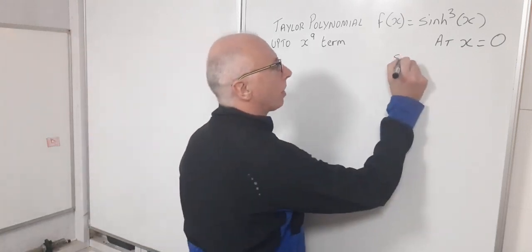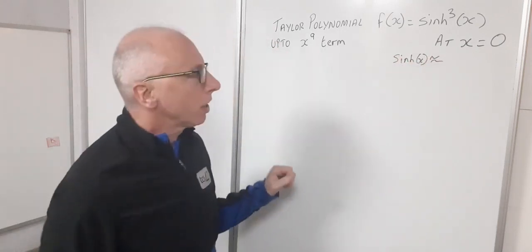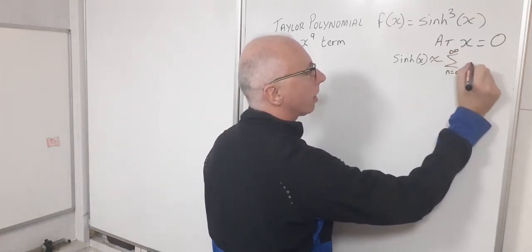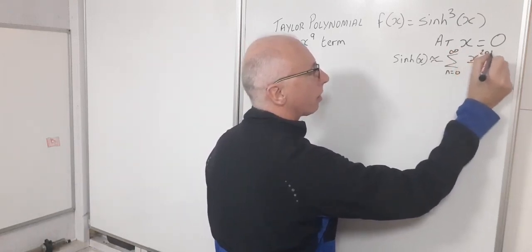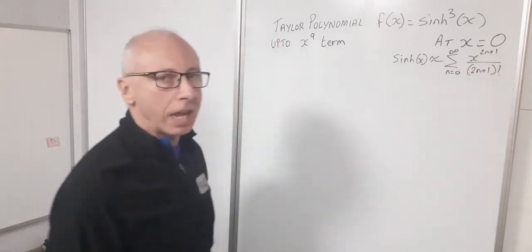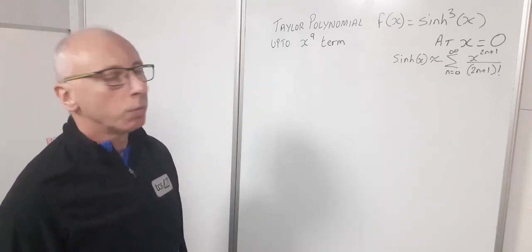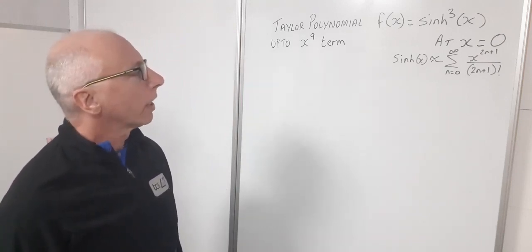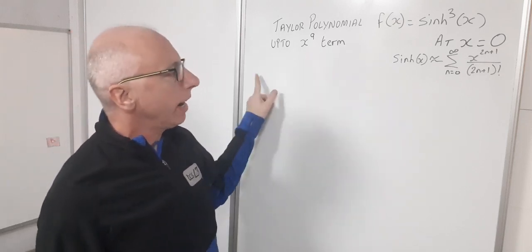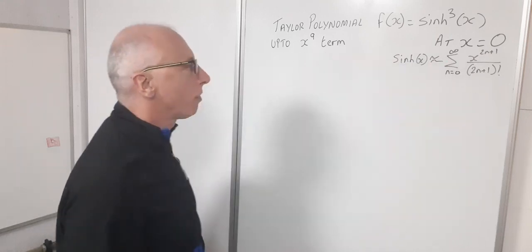So we know the Taylor series approximation of sinh of x is a summation from n equals 0 to infinity of x to the 2n plus 1 over 2n plus 1 factorial. And that would get us as close to an approximation using a polynomial as we probably need. Okay, now let's list this out to get up to the x to the 9 term and see where we go from there.